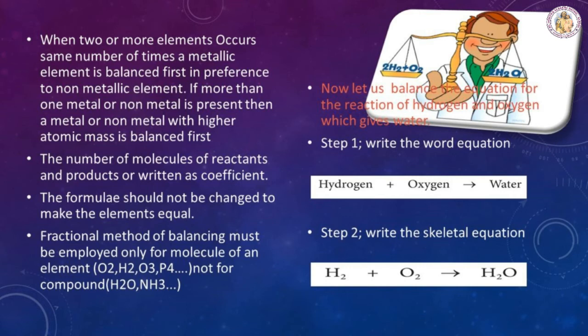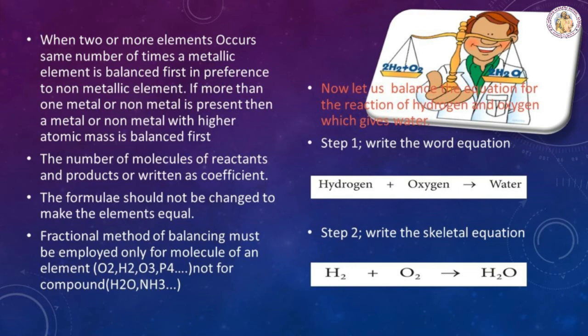Next, the number of molecules of reactants and products are written as coefficients. Then the formula should not be changed to make the elements equal. The fractional method of balancing must be employed only for molecules of an element like oxygen, hydrogen, ozone and phosphorus, and not for compounds like water, ammonia, HCl, etc. Now let us balance the equation for the reaction of hydrogen and oxygen which gives water.